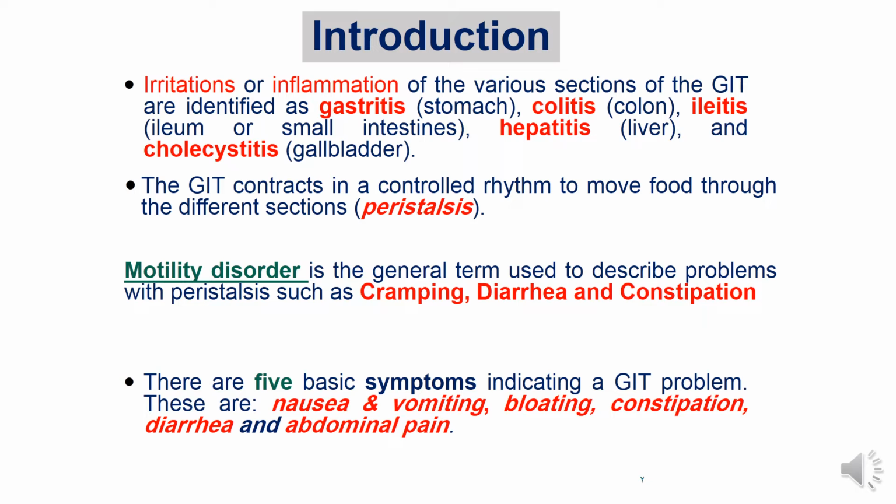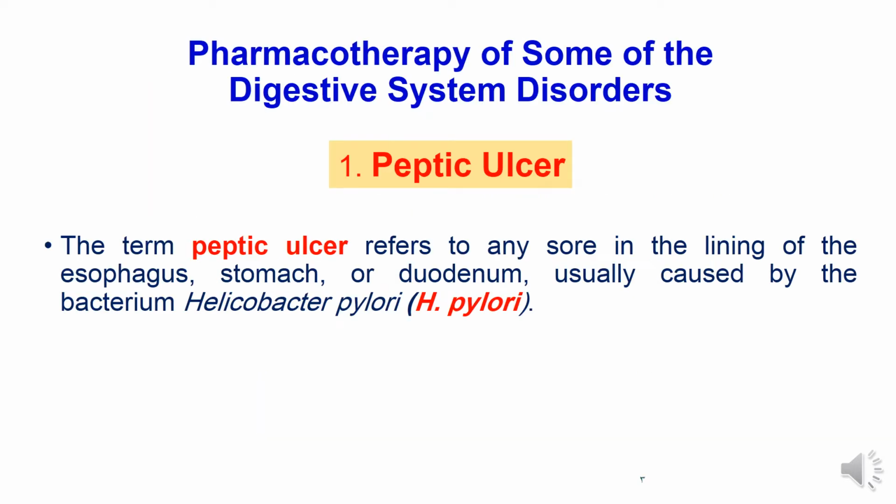There are main symptoms indicating a GIT problem, like nausea, vomiting, bloating, constipation, diarrhea, and abdominal pain. Pharmacotherapy of some of the digestive system disorders. The first digestive system disorder is a peptic ulcer.